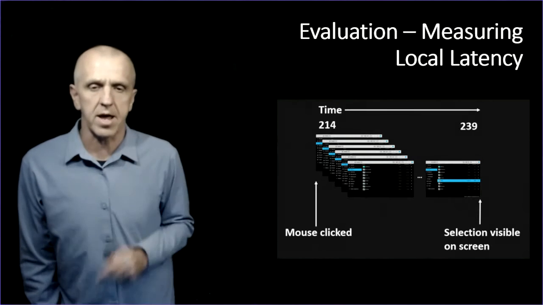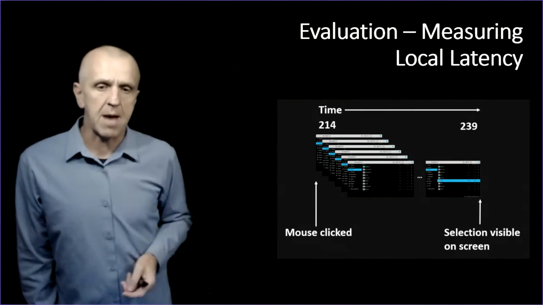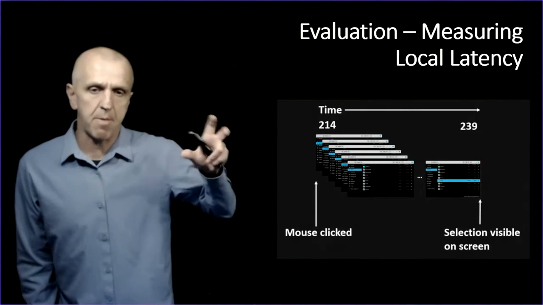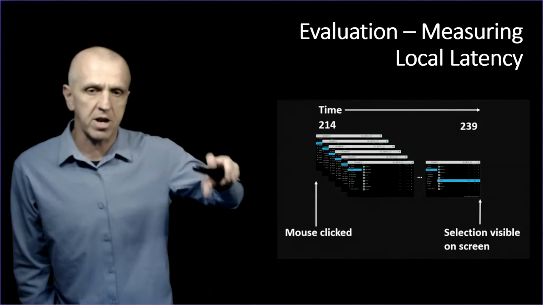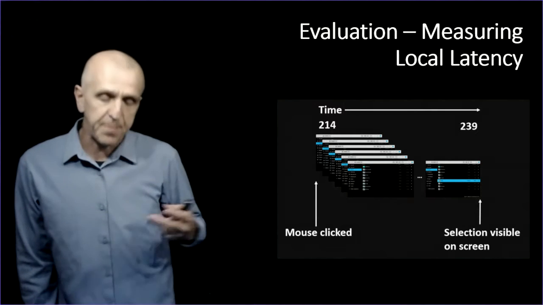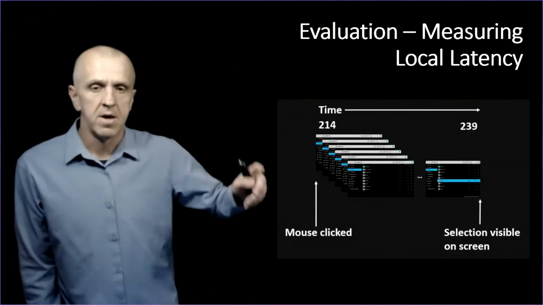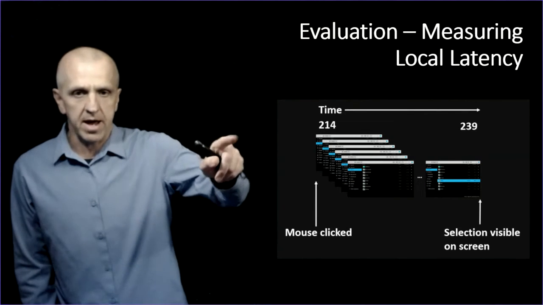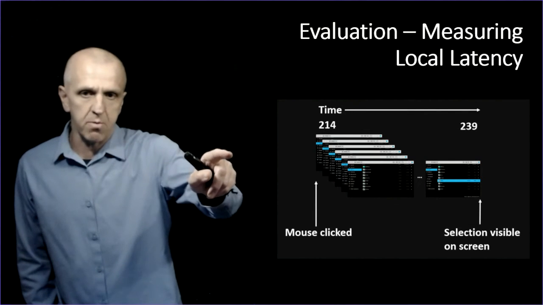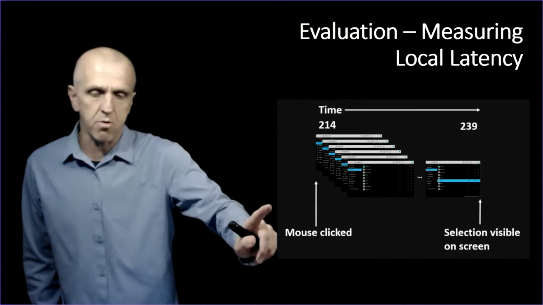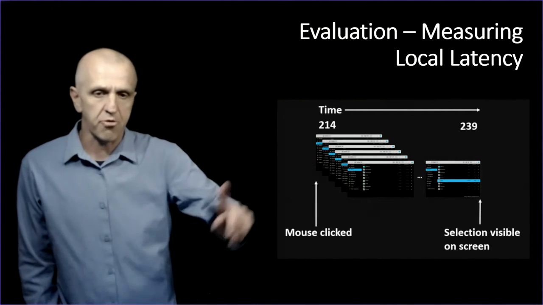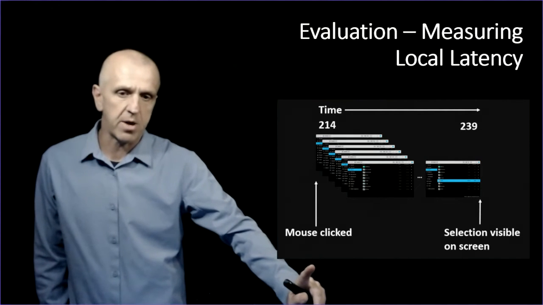So we have to be able to measure the local latency. We use a high-speed camera technique, where you take a high-speed camera and put it on a tripod behind the user, filming the screen and the input device. High speed in this case is 1,000 frames per second, so I'm getting a frame every millisecond. Now when the user goes to click, in this case on a menu item, we can see when the click happens, and we can record the frames. We're recording throughout, so we can look at the frames and find out when the mouse is clicked.